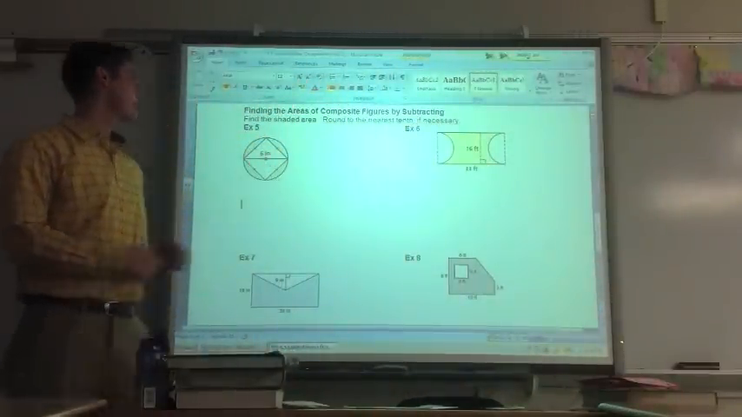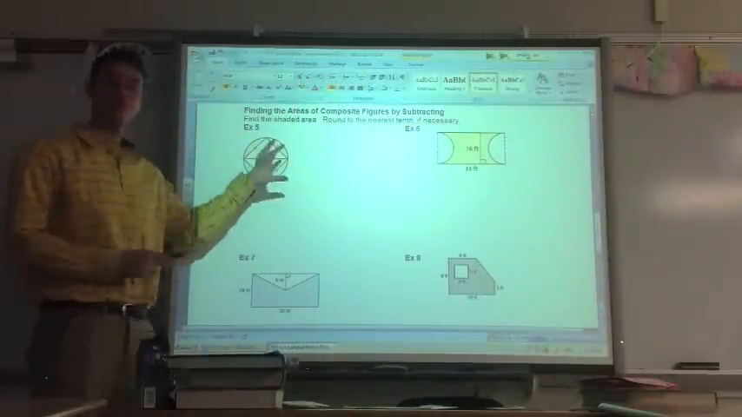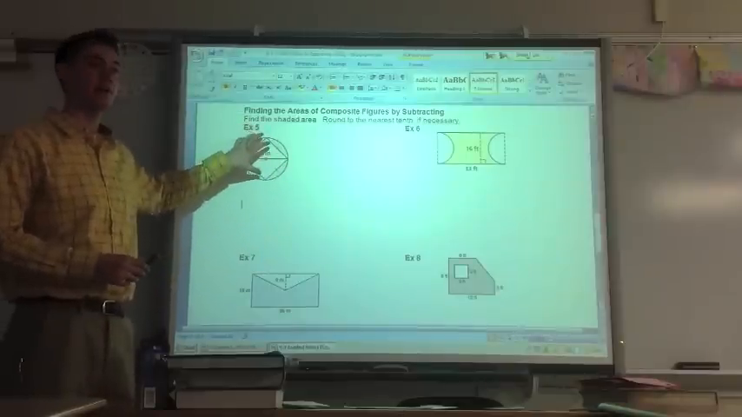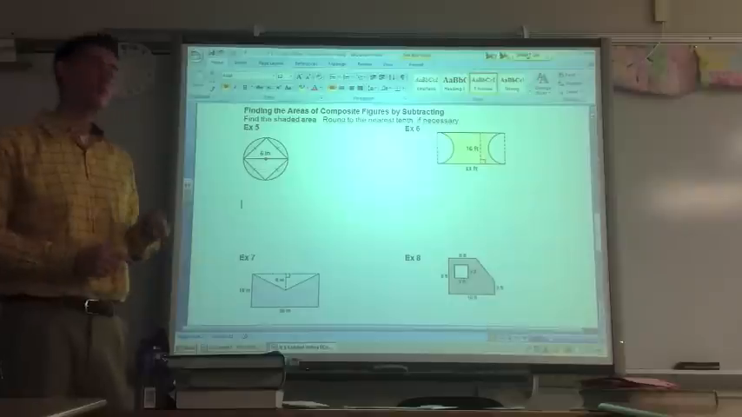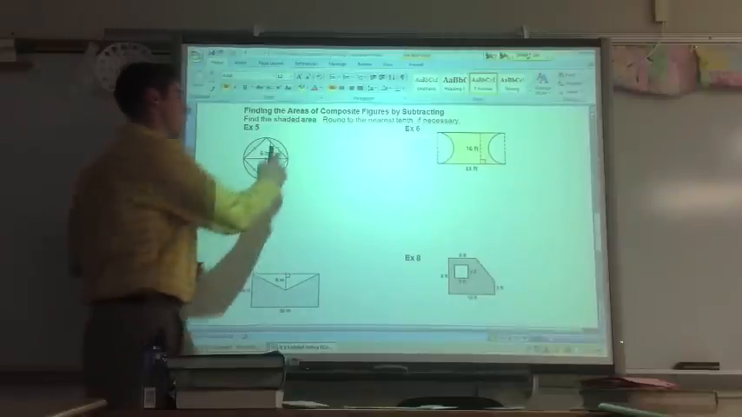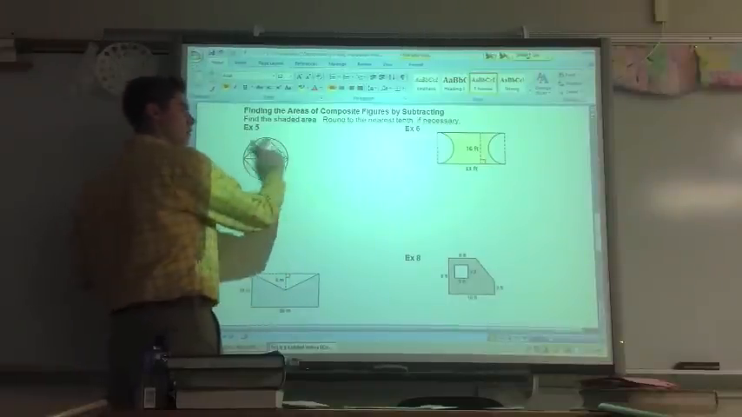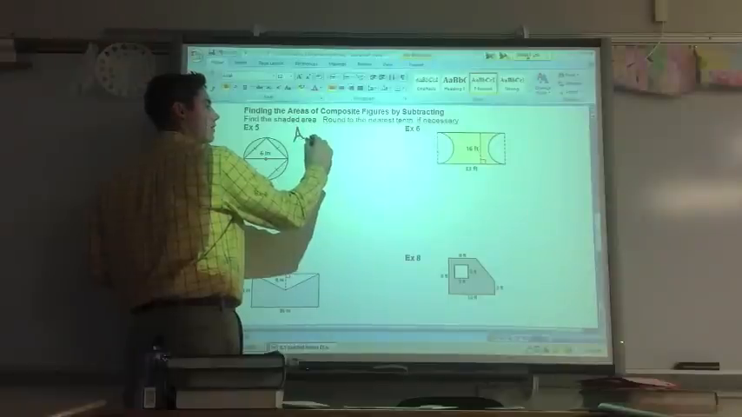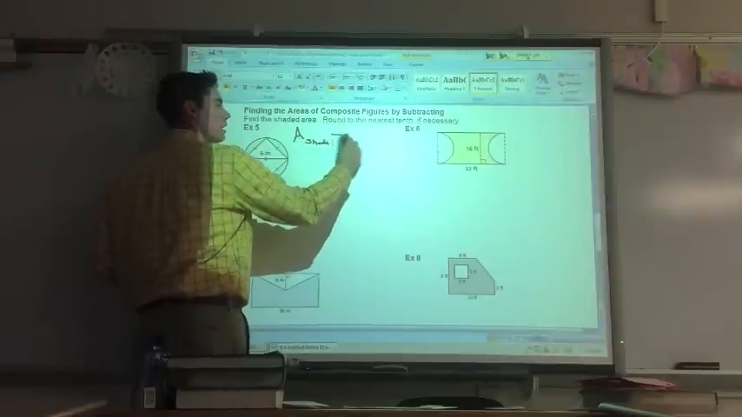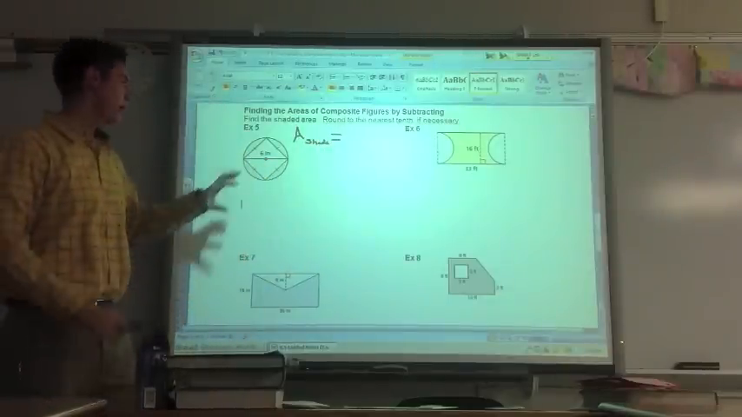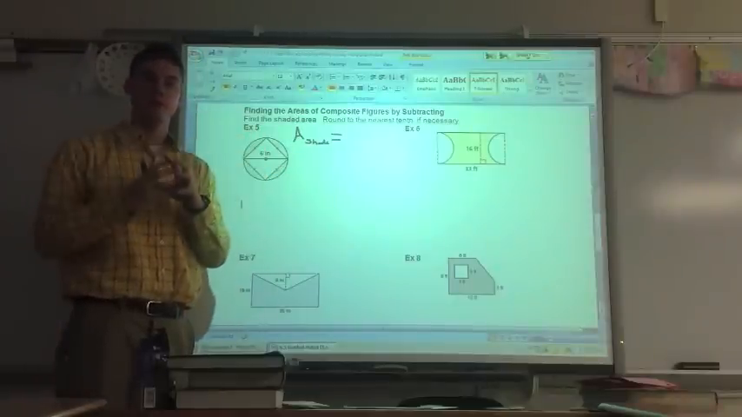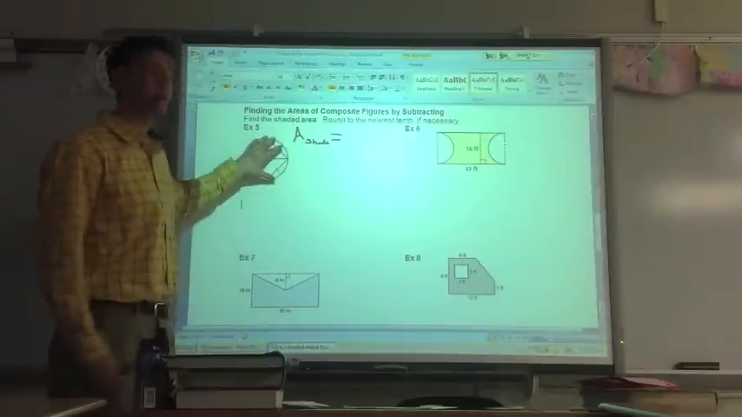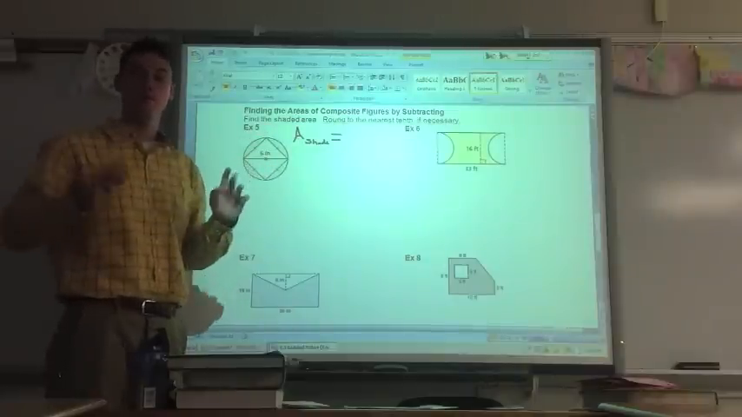Now example 5, we're asked to find the area of the shaded region of the circle, but notice that inside of the circle, we've removed a square. The way that this is going to work is we're going to consider the area of the shaded region, which is going to be equal to, well, in the instances before, we took areas and we put them together. In this instance, however, we're going to take areas and remove them from other areas.